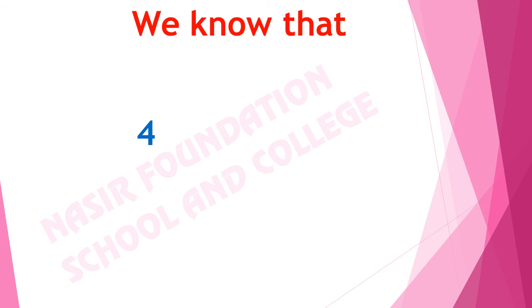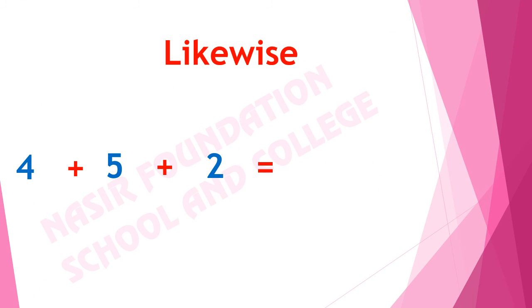Now we will change the position of the numbers. We will add 4, 5 and 2. In the first step, 4 and 5 are added. 4 plus 5 makes 9. Now we will add the remaining digit. Now we will add 9 and 2. If we add 9 and 2, we get 11. It means if we add 4, 5 and 2, we get 11.